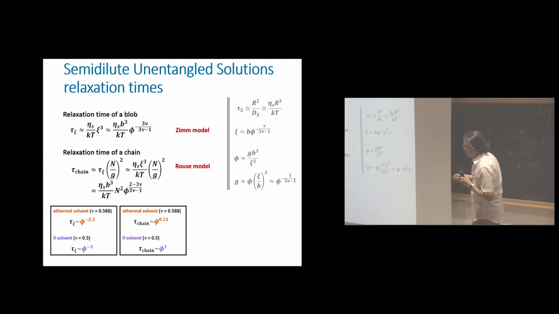After that, for a chain, which is bigger than the correlation length, we can apply a Rouse model. The relaxation time of the Rouse mode is the product of the relaxation time of the monomeric unit and its number squared, so we can use the relaxation time of the blob here, and this is the number of blobs, this is the number of monomers in a chain, and this is the number of monomers in a blob. Then we just carefully change and check the exponent to get this relationship.